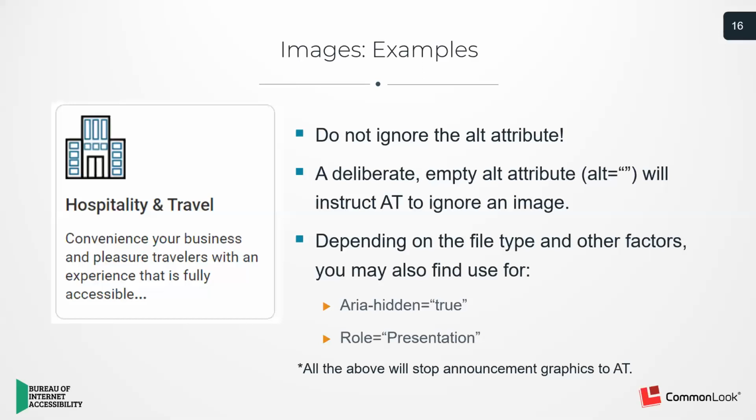In summary, do not ignore the alt attribute on images. Always apply an alt attribute and give it a concise value of its purpose, or if it provides no extra meaning, then give it an empty alt value. There are other things you can do to exclude images or other elements from accessibility entirely. For instance, you can add an aria-hidden equals true to any element on the page, or a role of presentation to any element on the page. And both of those properties will prevent announcement of any of the data in those elements to assistive technology. They essentially will not exist to the AT user.